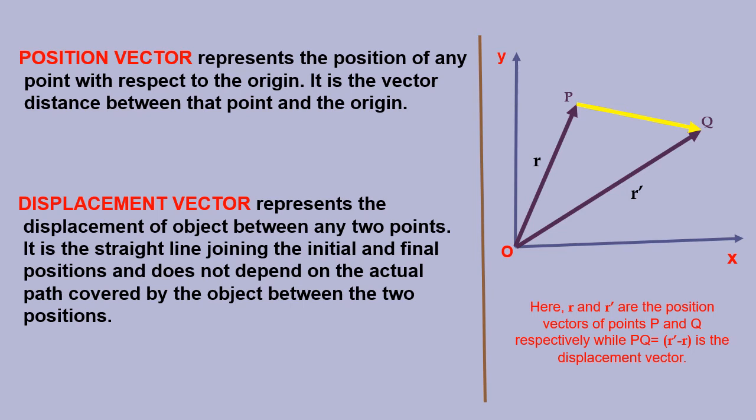तो यहाँ पर R and R dash are position vectors of points P and Q respectively, while PQ is also R dash minus R. We will learn it when we study the parallelogram or triangle of vector addition. And here PQ is the displacement vector.